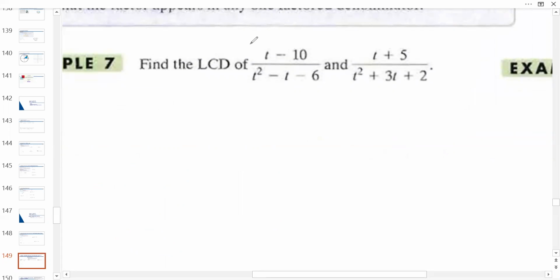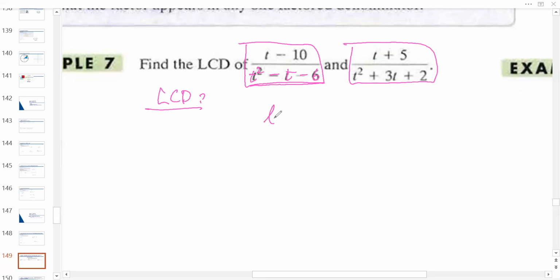All right, so this is a rational expression, and another rational expression. So this denominator is t squared minus t minus 6. And this one is t squared plus 3t plus 2. What's the LCD? Is it this part? Is it this part? You can say yes or no in the chat. If you say yes, right there. If you say no, also right there. Is the LCD this part or not?